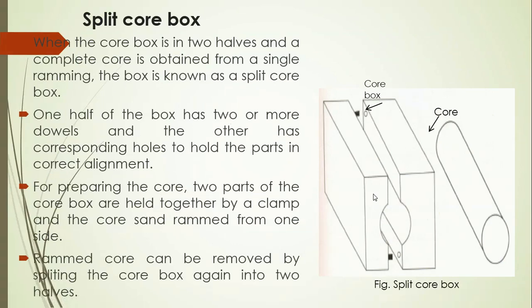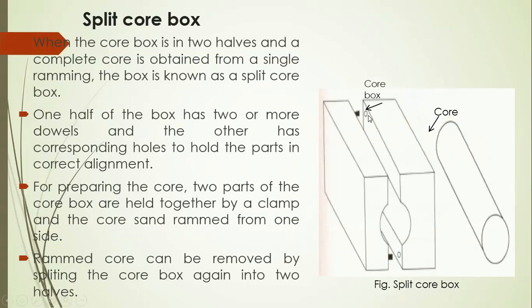Now this is a different one, that is a split type core box. Means whatever half core box or slab core box we have seen, that is a single piece, but here the core box is divided into two parts because the shape of the core is such that it cannot be removed from a single box. That's why here the core box is made in two parts. That's why it is called a split type core box.